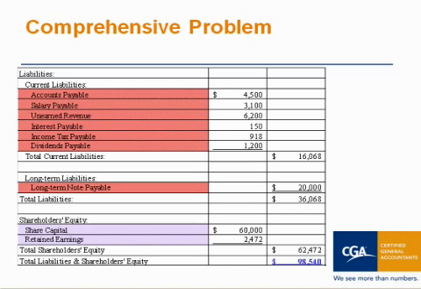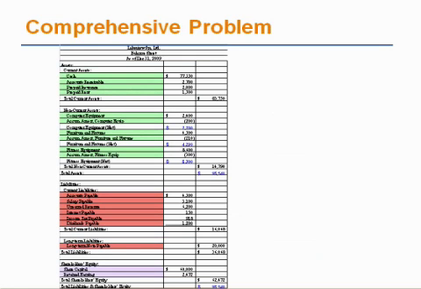Total shareholders' equity then is the sum of those two, gives us $62,472. And if we add up our liabilities and our shareholders' equity, we have a total of $98,540. And that proves that our assets equal our liabilities and shareholders' equity. So everything is in balance. And that would be the completed presentation of our entire balance sheet.